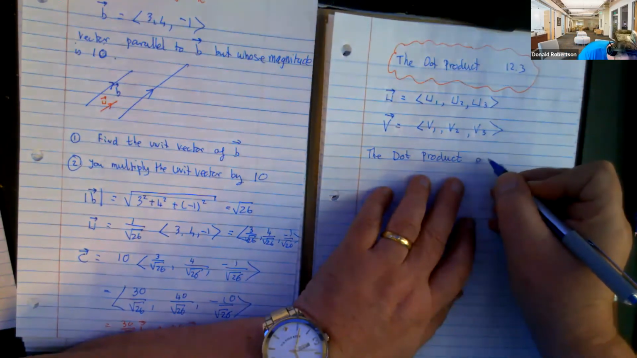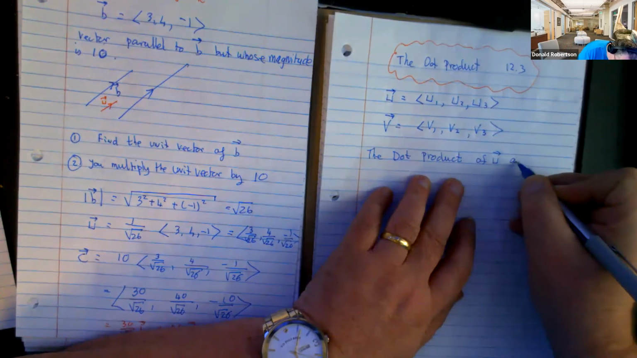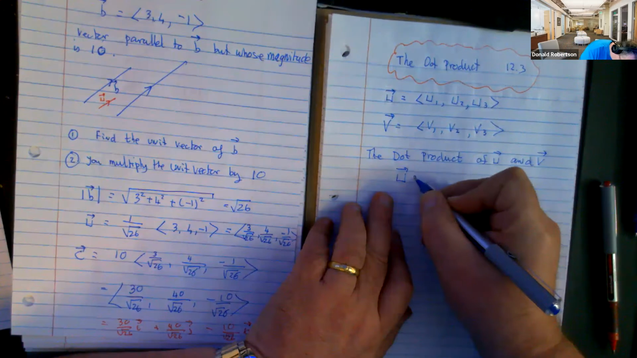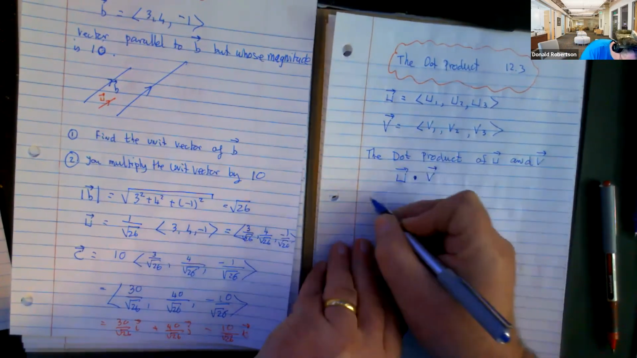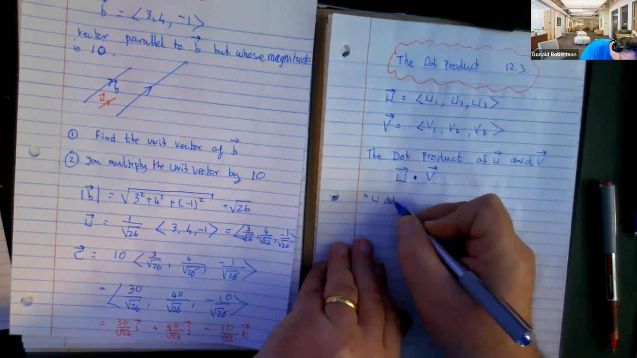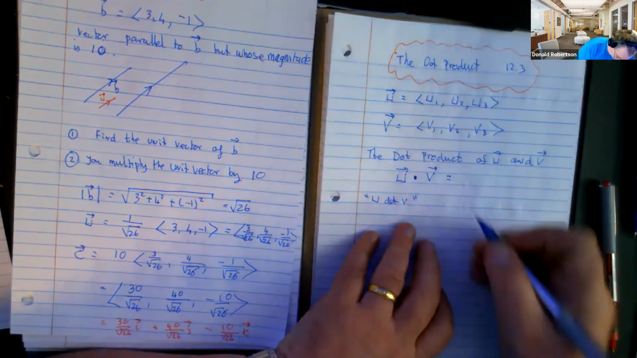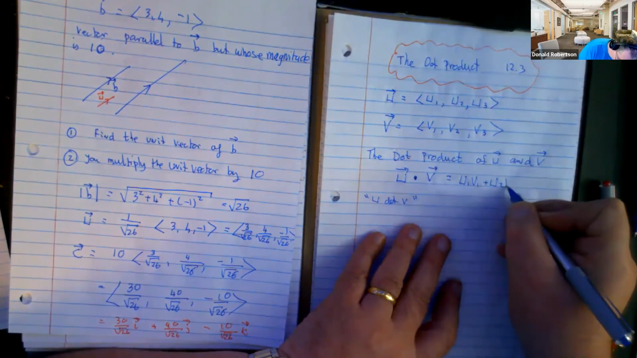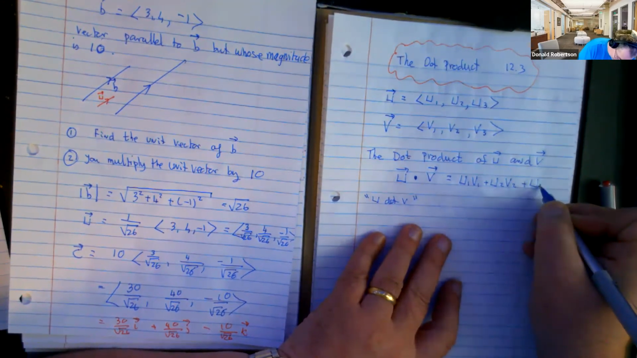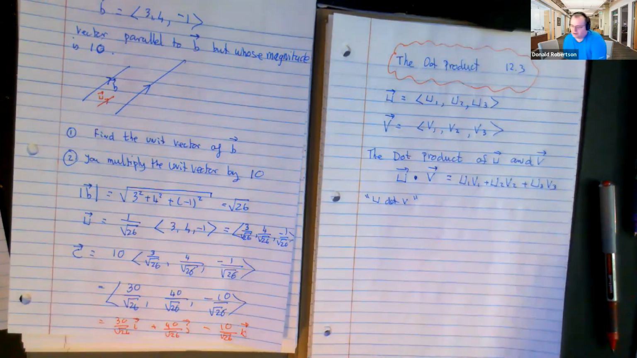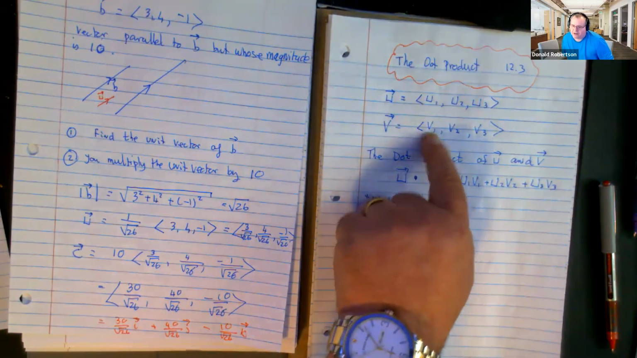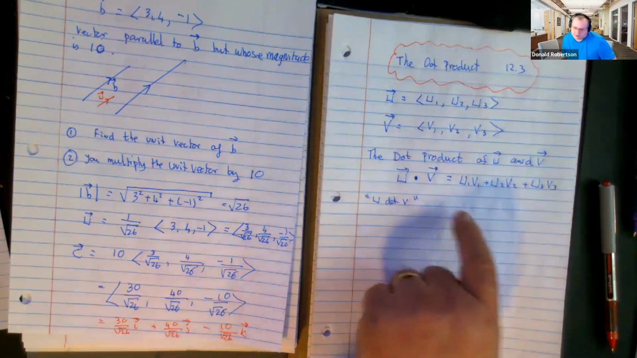So the dot product of the vectors u and v, written as u dot v. That's how you say it out loud. U dot v is equal to u1 v1 plus u2 v2 plus u3 v3. You can see why it's got the name product, aren't you, multiplying things together? Aren't you essentially multiplying the x, the y, and the z components together and adding them?